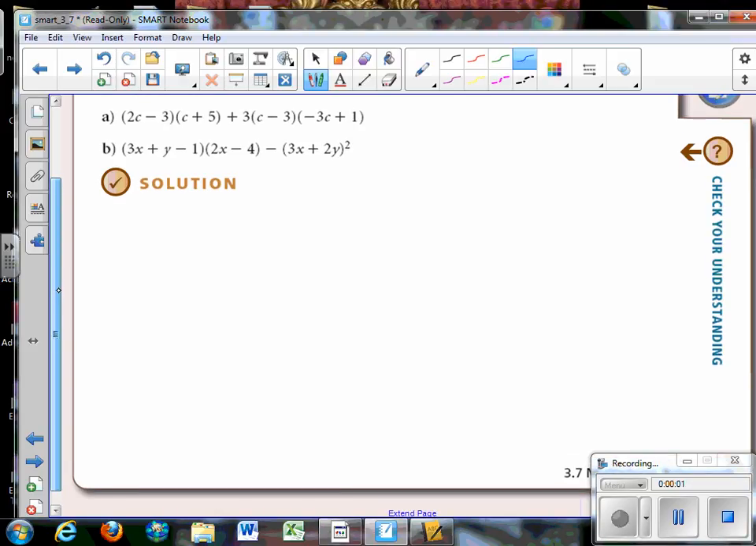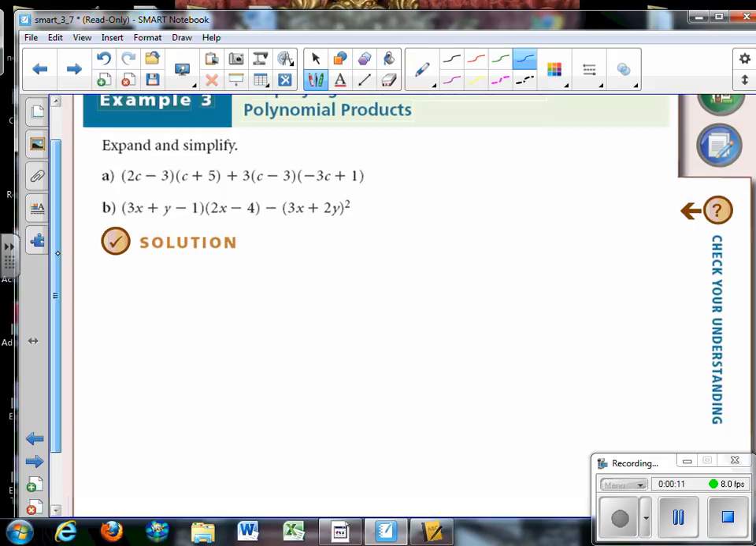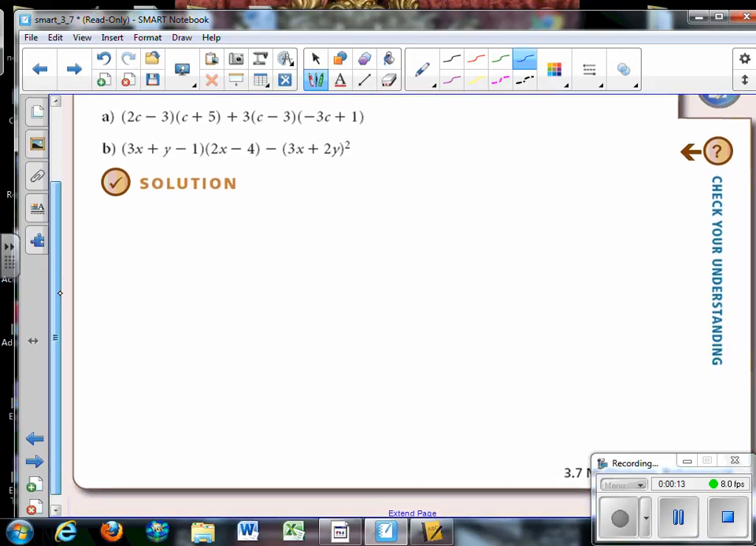We're now moving into simplifying sums and differences of polynomial products. In the grade 9 course, you learn how to FOIL. Once you get into 20 SP, you get into more complicated expressions that involve, for example, a 3 by a 2, and then this idea of a binomial squared. You have to make sure that you FOIL it.